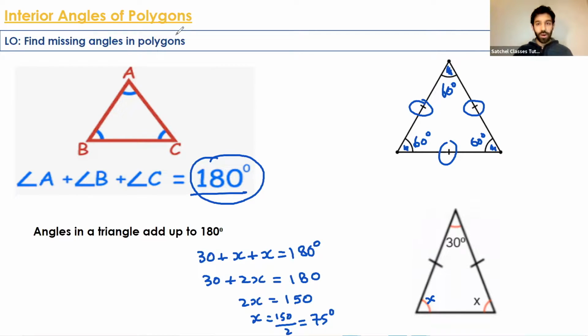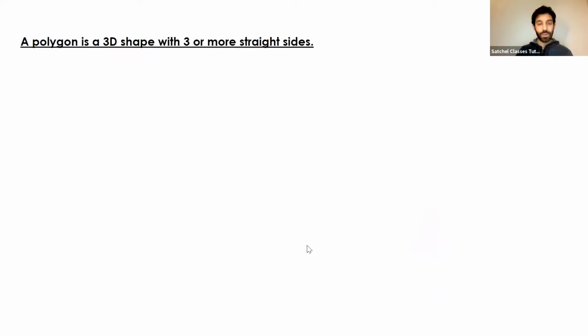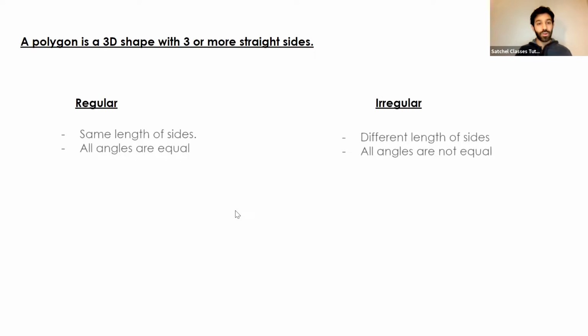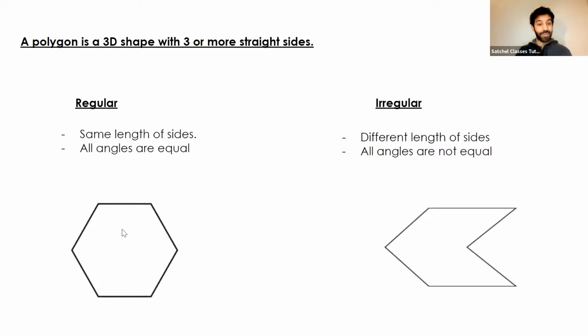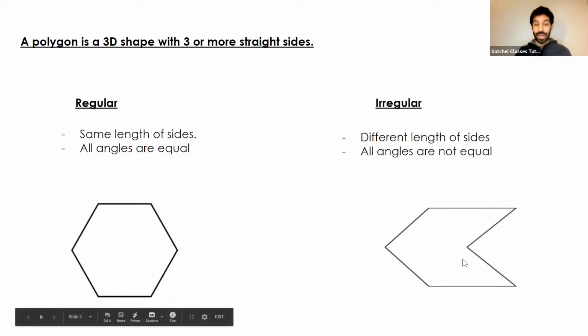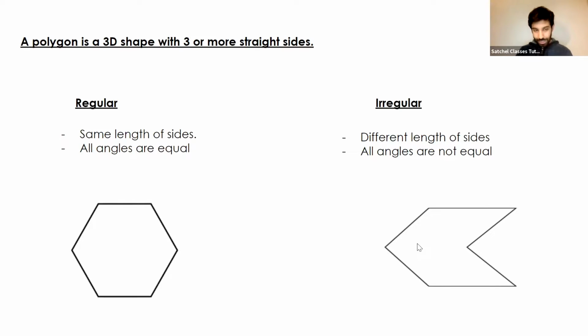Right, moving on from this, now we go on to polygons. So a polygon is a 2D shape with 3 or more straight sides. So a triangle is a polygon because it has 3 straight sides. Now we have regular and irregular polygons. What's the difference? With regular polygons, and what I have here is a regular hexagon and an irregular hexagon, and we'll get to that in a second.